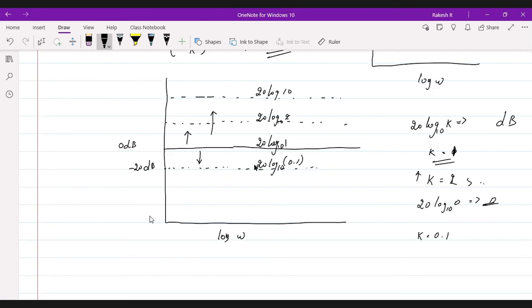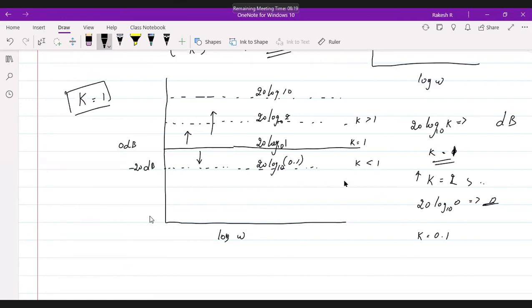So for our system gain k, we need to take it as 1. When the system gain is not given, you can consider that as 1, and you can plot directly the value of k as 0 dB. When you start increasing the value of k above 1, the system is moving upward. This is k equal to 1, k greater than 1 and k less than 1 here.